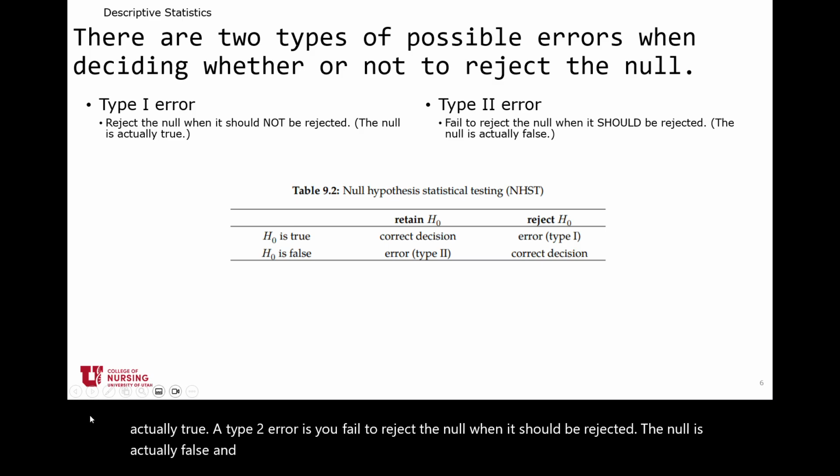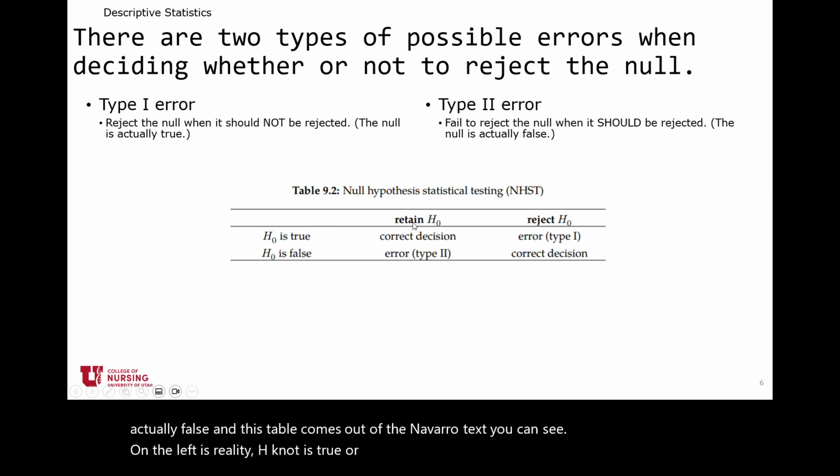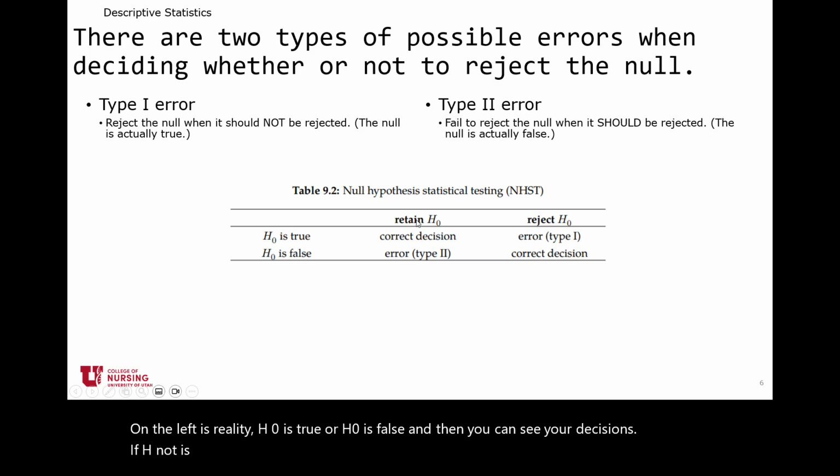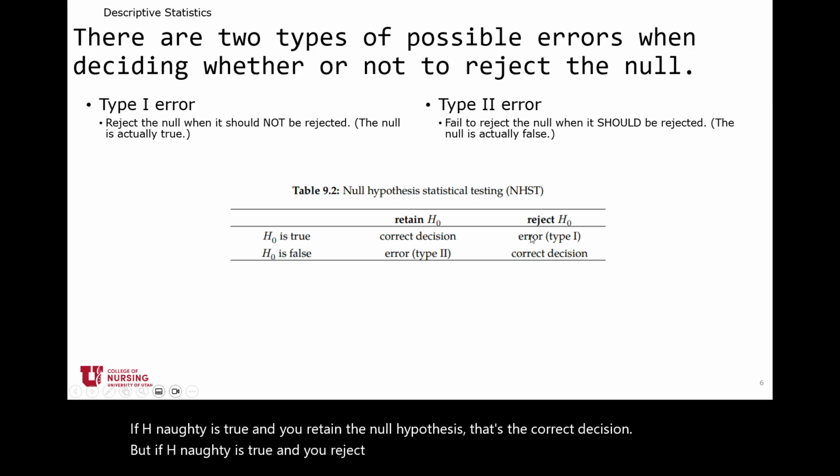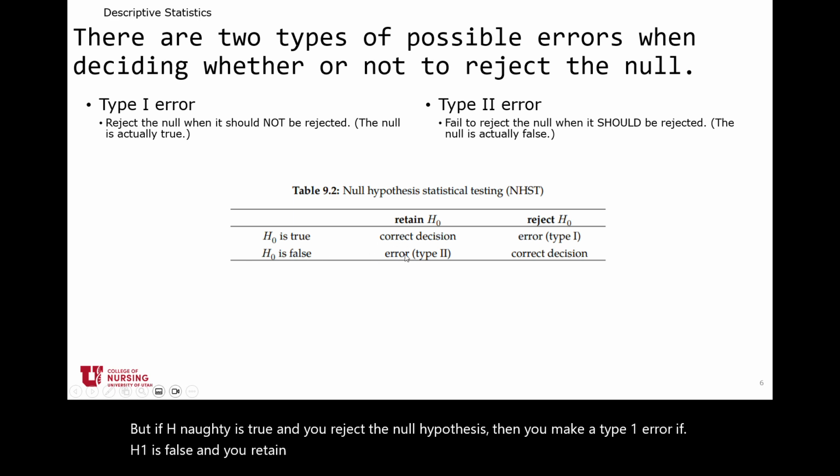And this table comes out of the Navarro text. You can see on the left is reality, H0 is true or H0 is false. And then you can see your decisions. If H0 is true and you retain the null hypothesis, that's the correct decision. But if H0 is true and you reject the null hypothesis, then you make a type 1 error. If H0 is false and you retain H0, that's a type 2 error. Or if H0 is false and you reject H0, that's the correct decision.